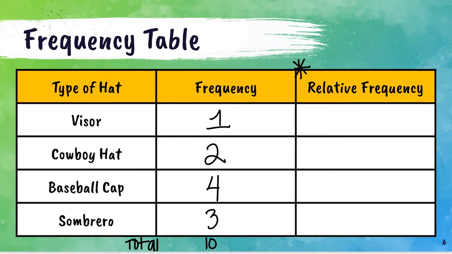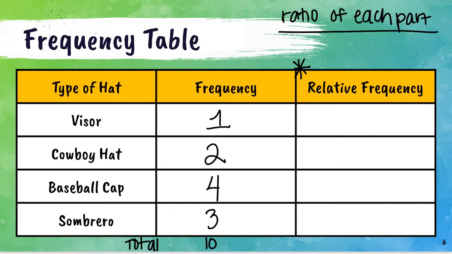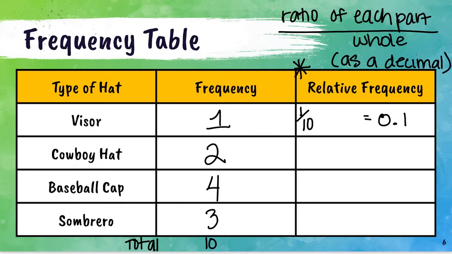So now we're going to move over here to this word, relative frequency. What this actually is, it's the ratio of each part out of the whole, but it needs to be expressed as a decimal. So for our visor, we had 1 out of all 10 that were visors. So that represents 1/10, which I can write as a decimal as 0.1.